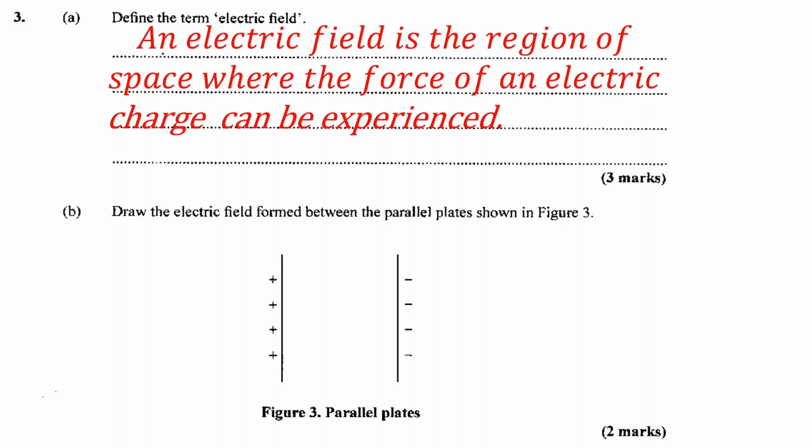B, we're to draw the electric field formed between the parallel plates shown in figure 3. So they are 2 parallel plates, so our field will be uniform, meaning that our arrows will go directly in between the positive and the negative charges that are right next to each other on the same level. The next point is to show the direction of the electric field. So you need to remember that the direction of the electric field goes from positive to negative. So when you draw this electric field, all of your arrows should go from the positive towards the negative.